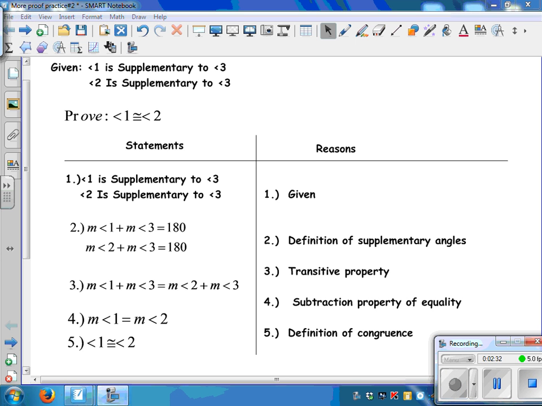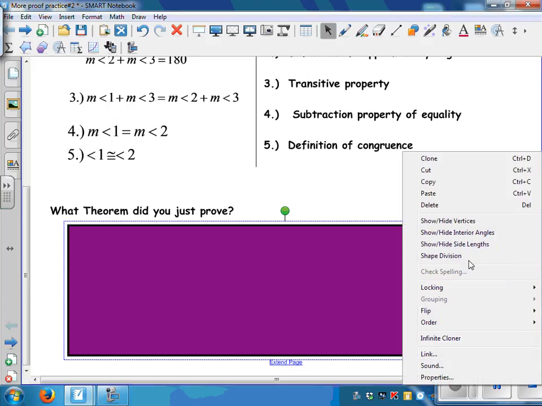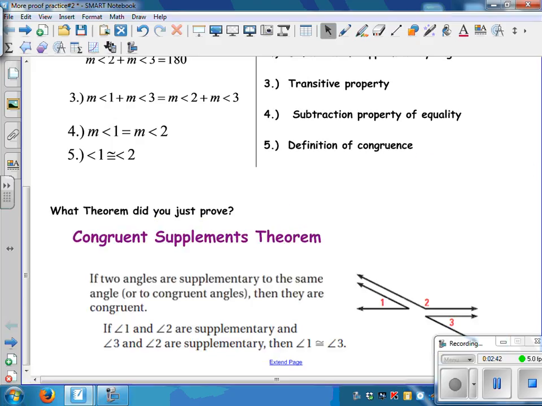So what did we actually prove with this proof? What theorem did you just prove? You just proved the congruent supplements theorem. And this is what we talked about yesterday. If two angles are supplementary to the same angle, then they're congruent. In this scenario, 1 and 2 were supplementary. 2 and 3 were supplementary. So by the theorem, angle 1 and angle 3 are congruent. And we just proved that in the above proof. So now you can use the theorem in other proofs.